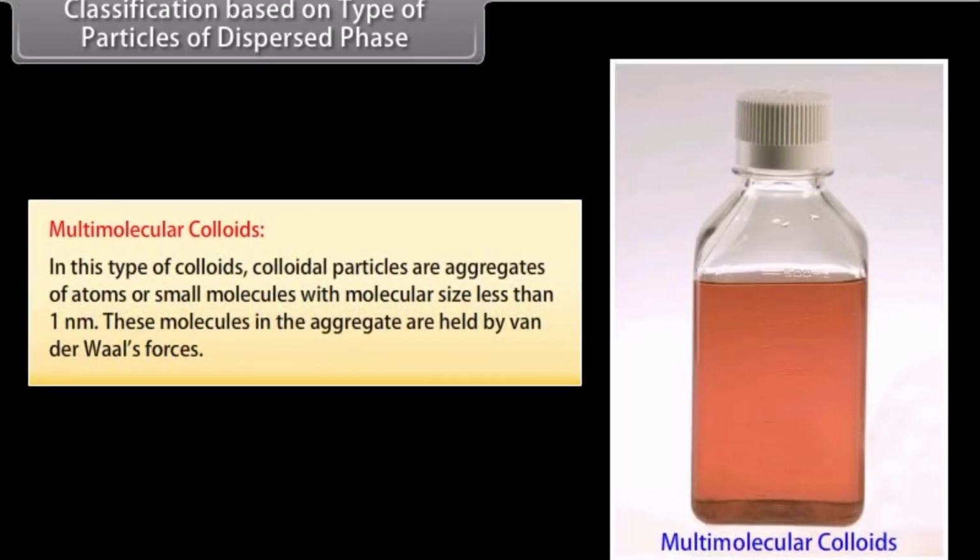Classification based on nature of particles. On the basis of nature of the particles of dispersed phase, colloids are divided into 3 categories. Multimolecular colloids: in this type of colloids, colloidal particles are aggregates of atoms or small molecules with molecular size less than 1 nanometer. These molecules in the aggregate are held by van der Waals forces. For example, a gold sol consists of particles of various sizes, which are clusters of several gold atoms.